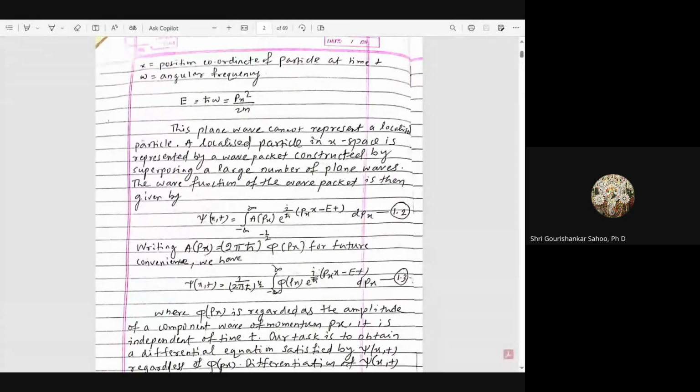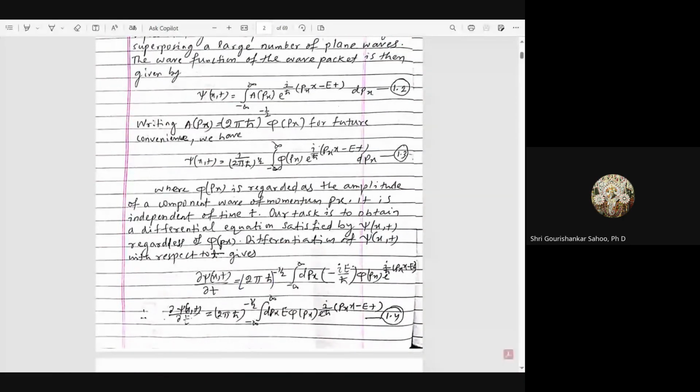Now for simplicity, you can write A, which is a function of Px, equal to (2 pi h cross) to the power half times phi, which is a function of Px. So psi can be written as 1 by (2 pi h cross) to the power half, integration from minus infinity to infinity of phi e to the power i by h cross (Px x minus E t) dpx. And your phi is regarded as the amplitude of a component wave of momentum Px, and it is independent of time t.